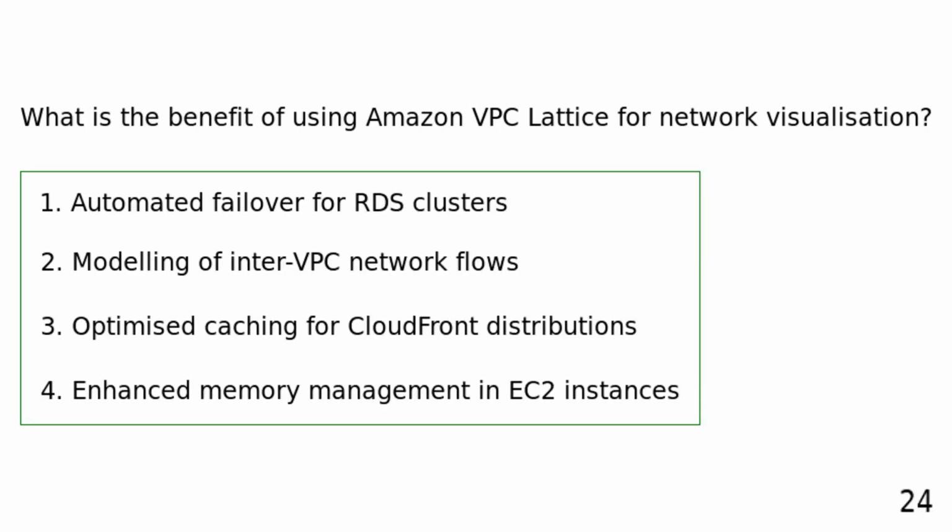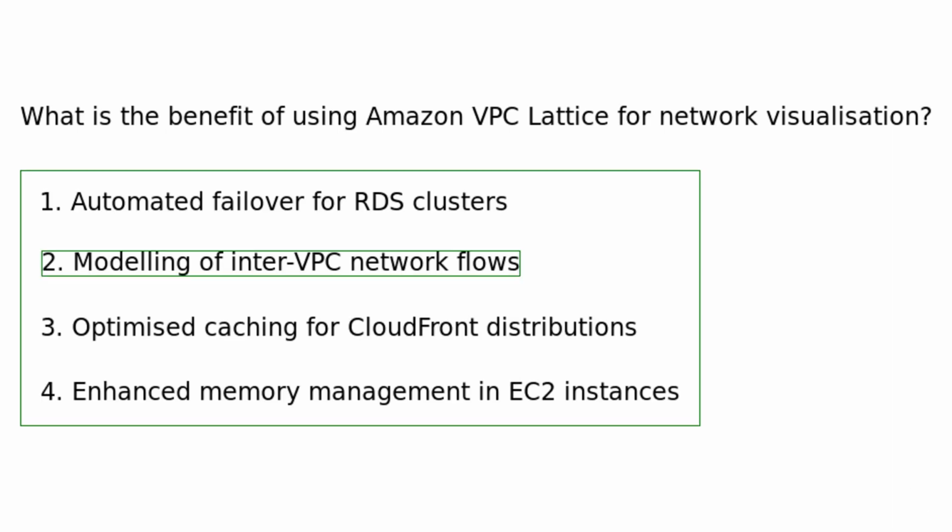What is the benefit of using Amazon VPC Lattice for network visualization? Automated failover for RDS clusters. Modeling of inter-VPC network flows. Optimized caching for CloudFront distributions. Enhanced memory management in EC2 instances. Using Amazon VPC Lattice for network visualization allows for the modeling of inter-VPC network flows, providing insights into the data transfer and communication patterns between different VPCs within the AWS environment.